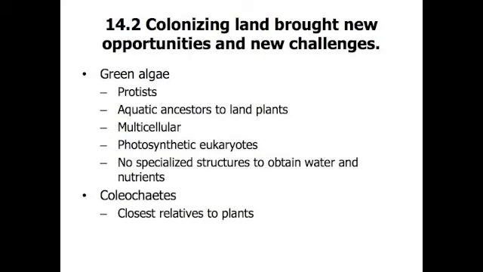Moving on, the aquatic ancestors of land plants were a group of protists called green algae. Like the land plants, green algae are multicellular photosynthetic eukaryotes, but they live only in water or on very moist land surfaces. As water dwellers, green algae do not require specialized structures to obtain water and nutrients. Water simply enters the cells by osmosis, and the nutrients they require are present in solution in the water that surrounds them. Taxonomists consider some green algae that look like slime on rocks, organisms called coleochaetes, to be the closest relatives of plants.